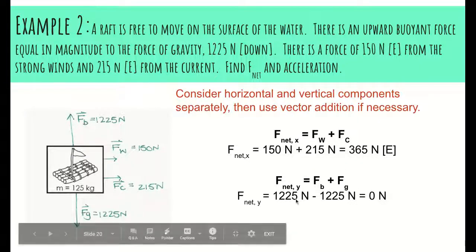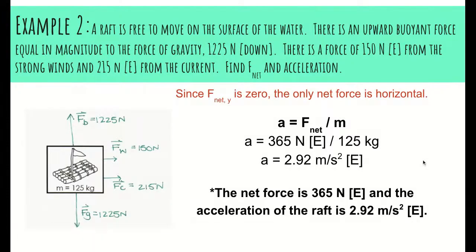For Y, you have an equal force up and down, so you're going to have a zero net force on your Y axis. That makes things simple for us. Since the F net for Y is zero, the only net force we have at all will be horizontal force.